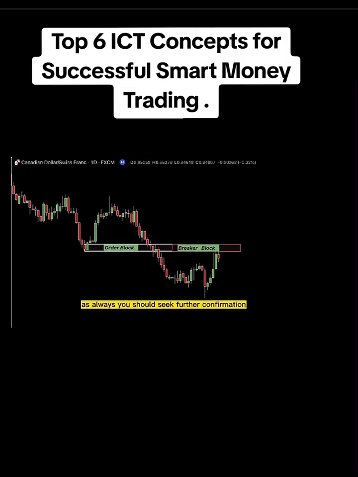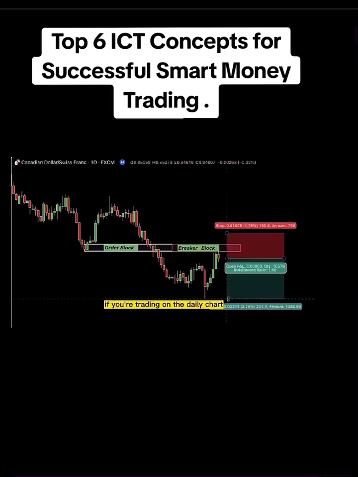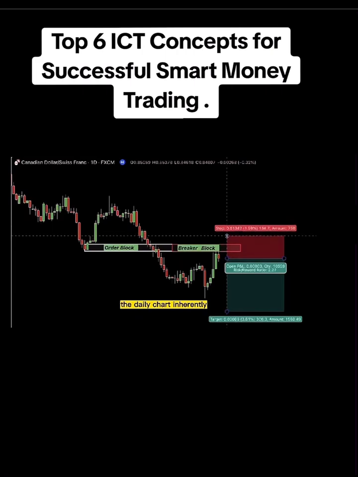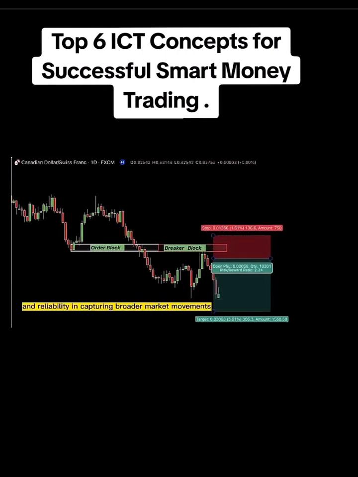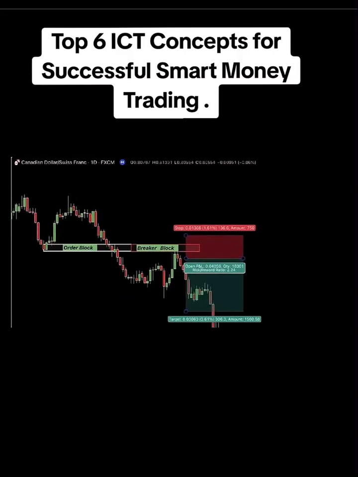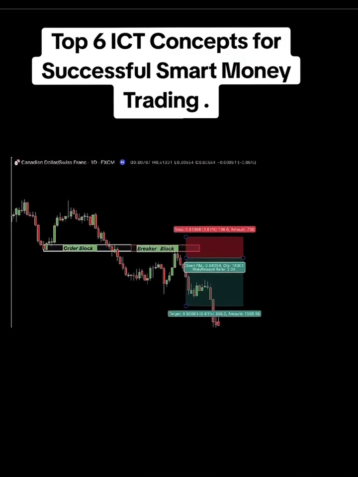As always, you should seek further confirmation, such as a market structure shift or price rejection, in lower time frames before executing the trade. If you're trading on the daily chart, as in the example provided, there is no need for further confirmation on lower time frames or a top-down analysis. The daily chart inherently offers higher probability setups due to its strength and reliability in capturing broader market movements. For bearish breaker block trades, place your stop loss 10 to 20 pips above the high of the breaker block to protect yourself from any further price movement in the opposite direction.